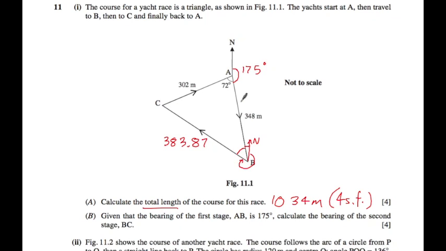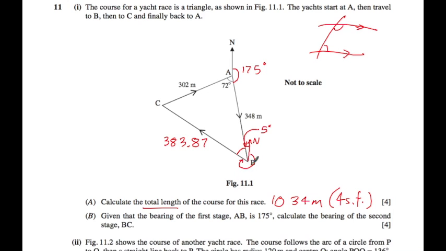Now, whenever you see a bearings question, you're almost always going to have to be using angles on parallel lines. So here, we've got these allied angles, or C angles, as some people say. So we know those two angles will add up to 180. So this one must be 5 degrees. So whatever we get for this, we've got to add it to 5 and then take it away from 360 for the bearing.